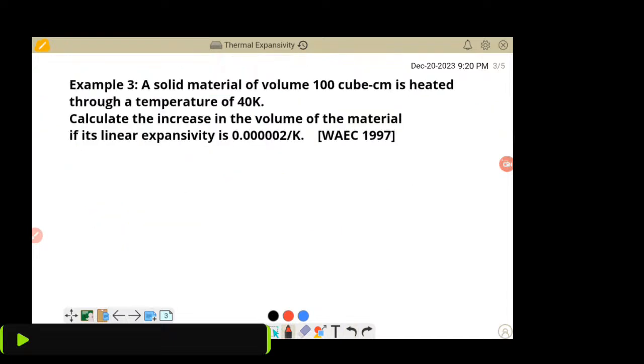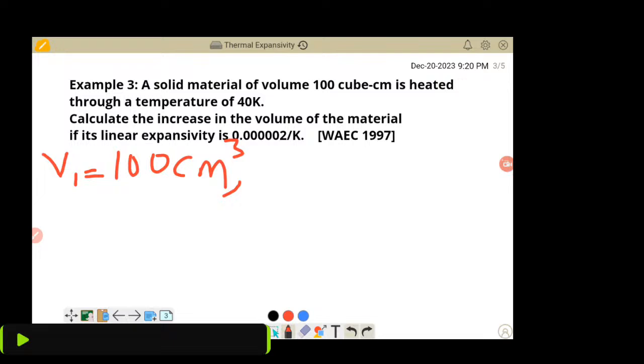Okay, let's check another example that has to do with volume expansivity. Now in this particular one, we have a solid material of volume 100 centimeter cube, that is here V1 equal to 100 centimeter cube. That's the meaning of a cube centimeter. This one is heated through a temperature of 40 Kelvin.